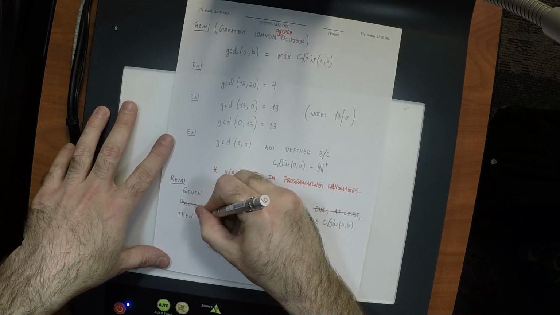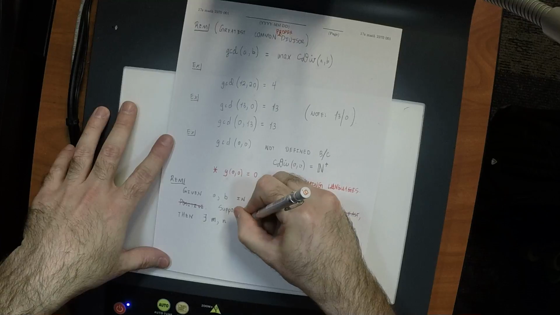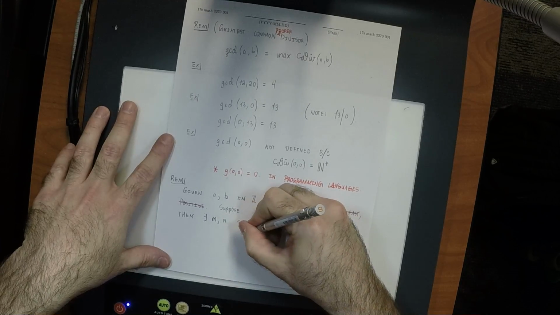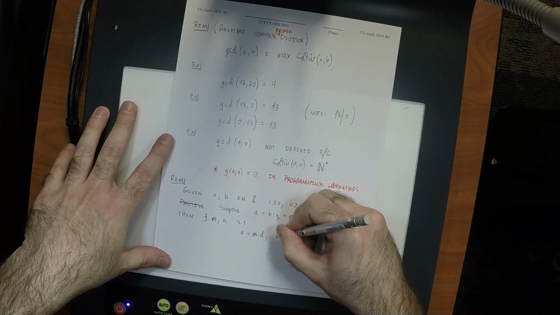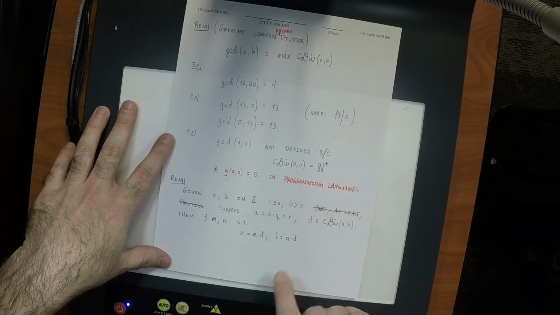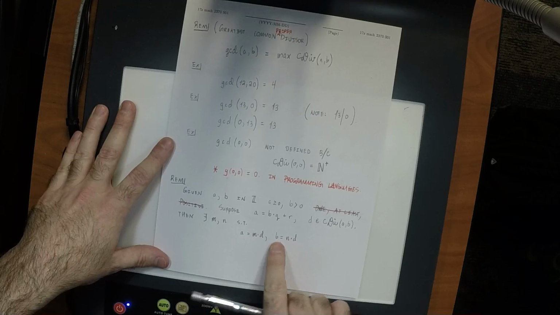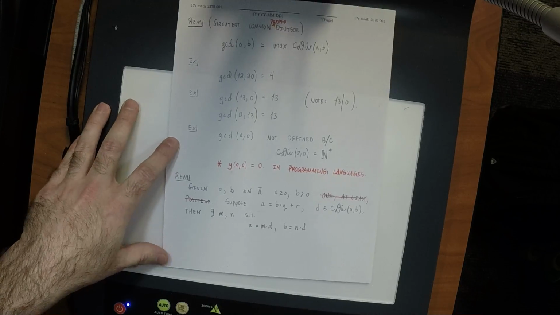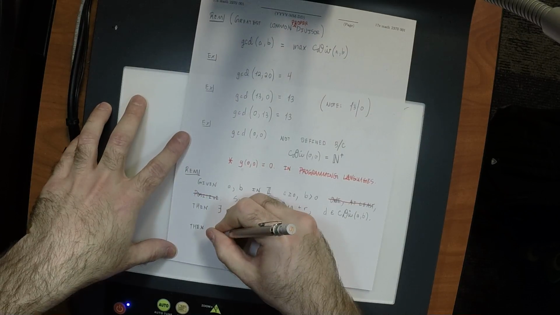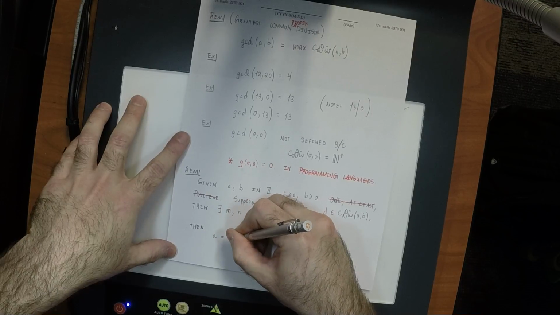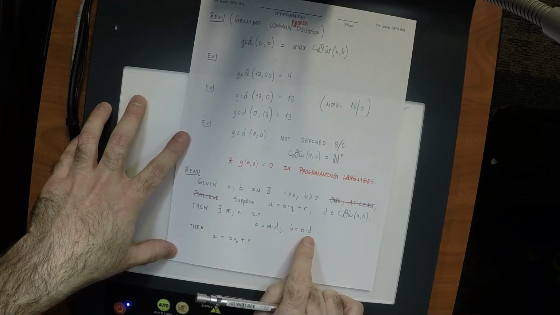Then there exist M and N such that A is M times D and B is N times D. That's what it means to be a divisor. So D divides A, D divides B. And then we can take this equation, A is BQ plus R. And now I will replace A and B with MD and ND, respectively.